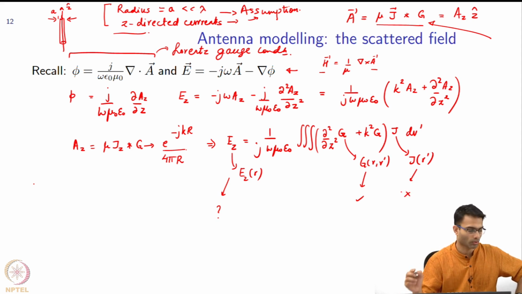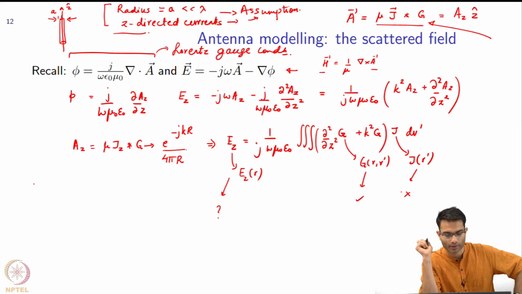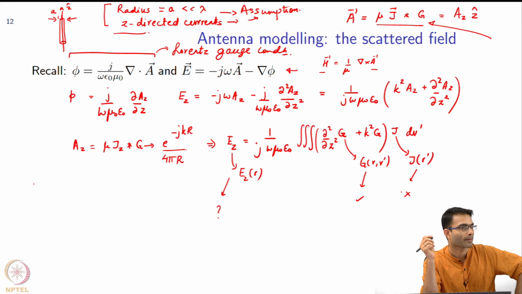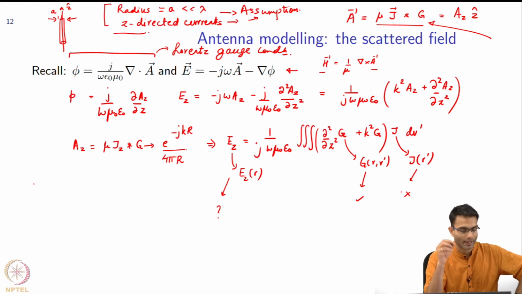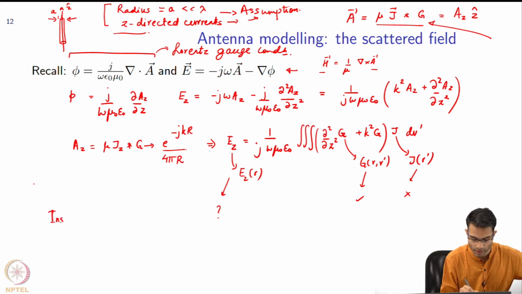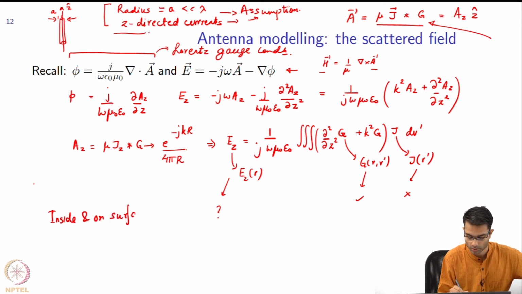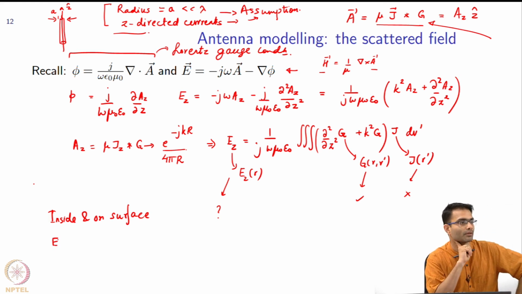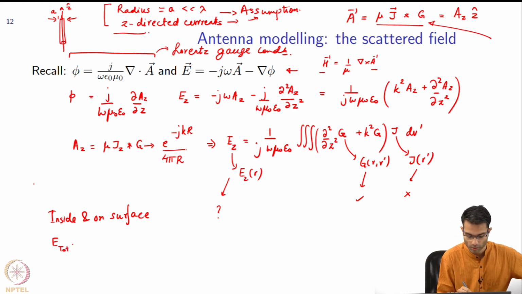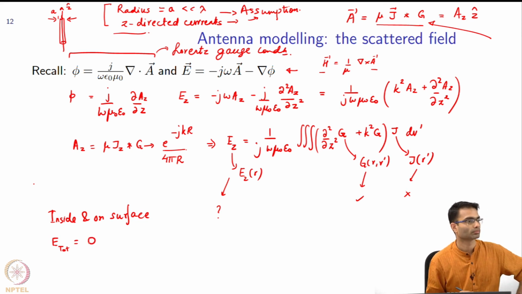Okay. So, there are too many unknowns in this problem. If I don't know E also and J, there is no way I can solve it. But do I know E? Yes, because anywhere inside and on the surface, what is the electric field, right? E total is equal to 0, right?